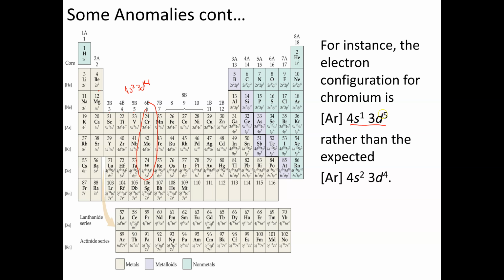Why the heck does that happen? Because this half-filled thing works. Same thing happens with molybdenum, tungsten. They all do the same thing. It's going to be s1, d5 instead of s2, d4. So be aware of that. That's the correct electron configuration. So if I give you this, 4s1, 3d5 for chromium, be like, yeah, that's the correct electron configuration. Don't worry about this. Fine, this is called a shortcut.